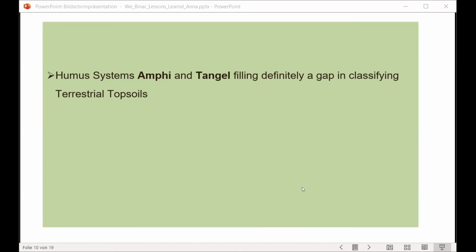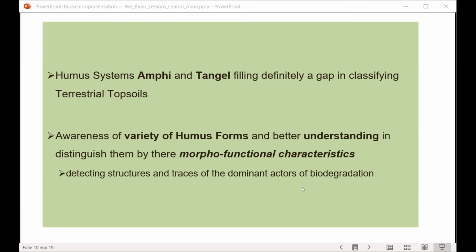And the last and probably biggest lesson learned is the awareness of the variety of humus forms and the better understanding of morphofunctional characteristics, and also to detect the structures and traces of the dominant actors of biodegradation. And some of them we will see in the following slide.